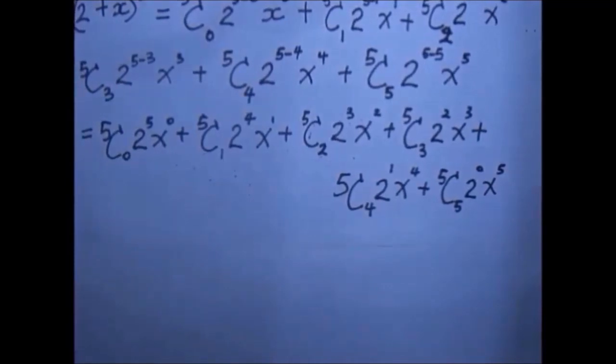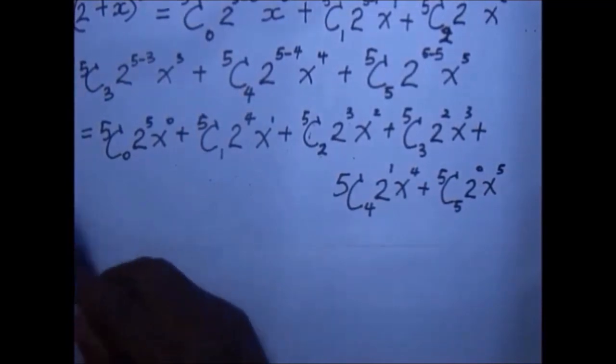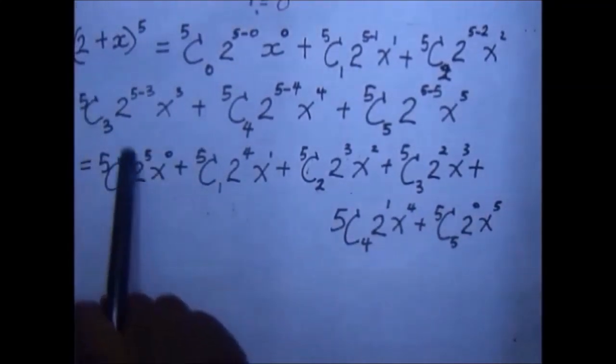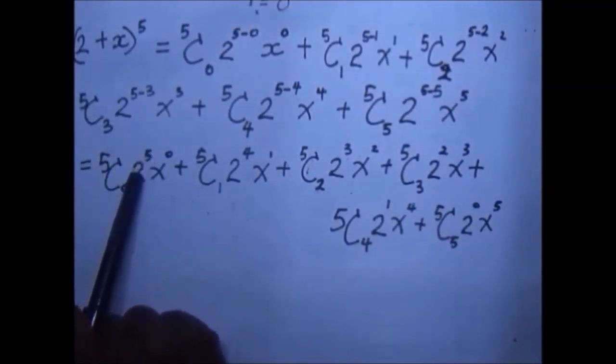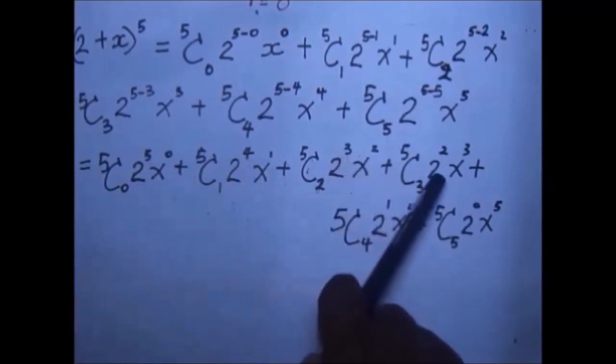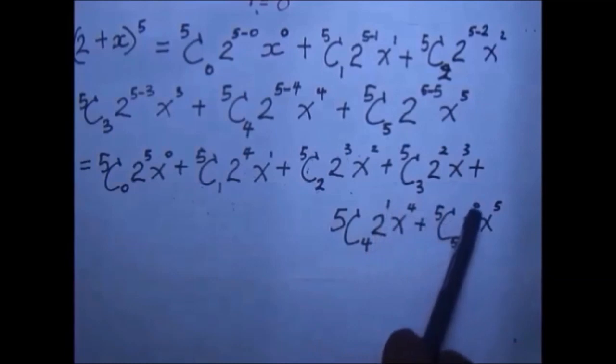Now if you take note that the values of 2, which we are calling the first term, the power of 2 goes on decreasing: 5, 4, 3, 2, 1, 0.